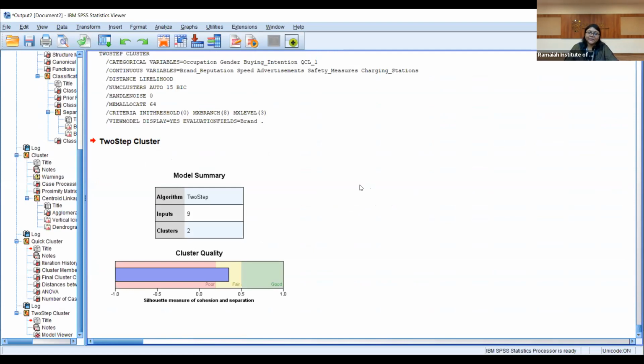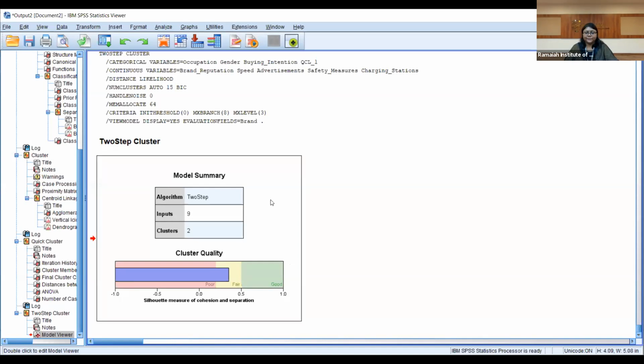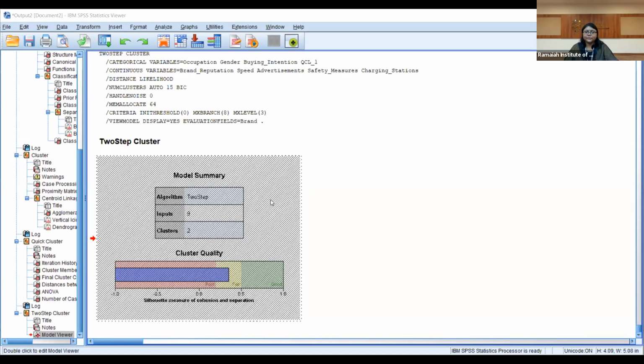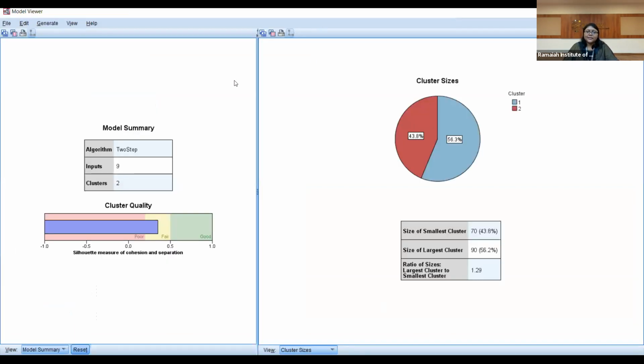I told you in this two-step cluster analysis, you don't have to do much. This is the only thing that we received in this two-step cluster analysis. Now you will think, what exactly is there? This was a report, right? This is not a format of a report. So in this case, what you can do is double click on this. Once you double click, it will take you to another screen in which the details are given.